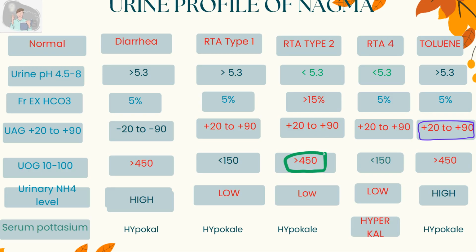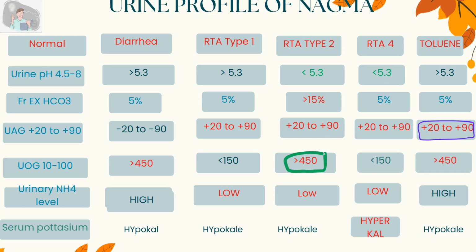Now coming to RTA type 1, which has an alkaline urinary pH. How come? Because it's an acidemic situation, you should have an acidic urinary pH, the kidney trying to excrete the acid. No, because the defect is the tubule's inability to excrete acid, thus no hydrogen ions are being excreted in the urine, thus you have a urine pH on the alkaline side.